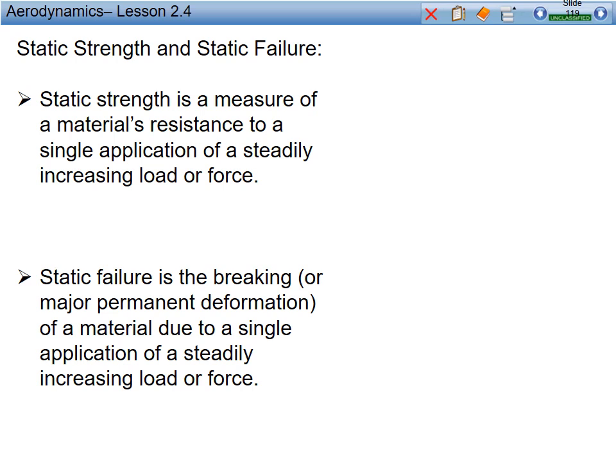Static strength and static failure. Static strength is a measure of a material's resistance to single application of a steadily increasing load or force. Static failure is the breaking or major permanent deformation of that material due to that single application of a steadily increasing load or force.